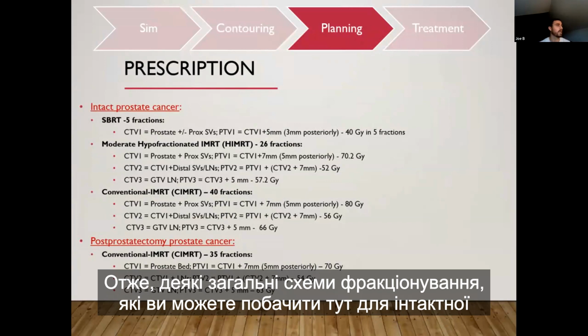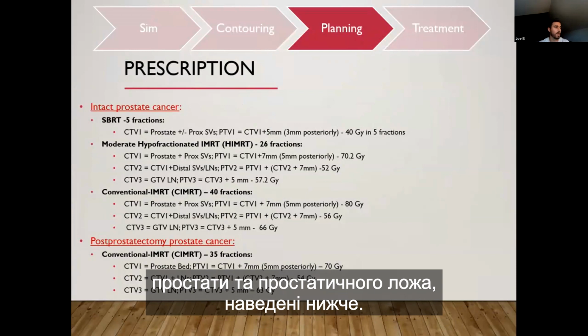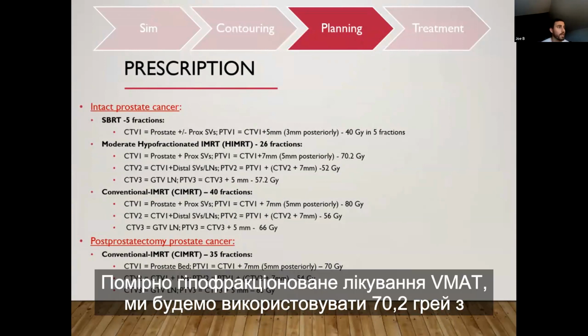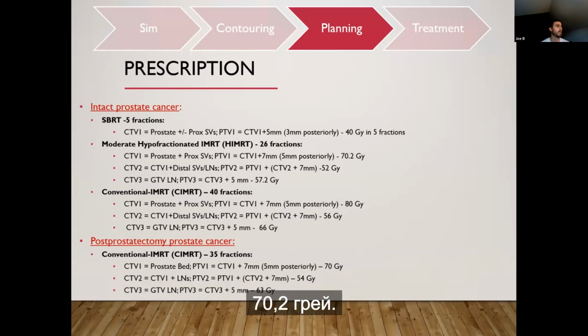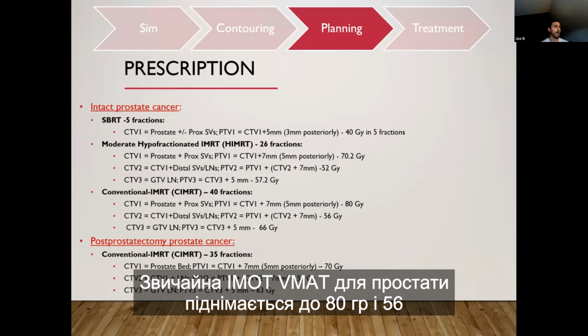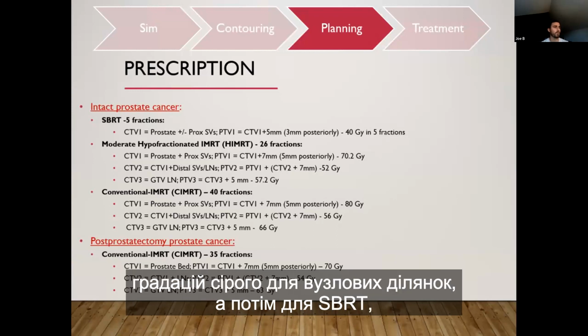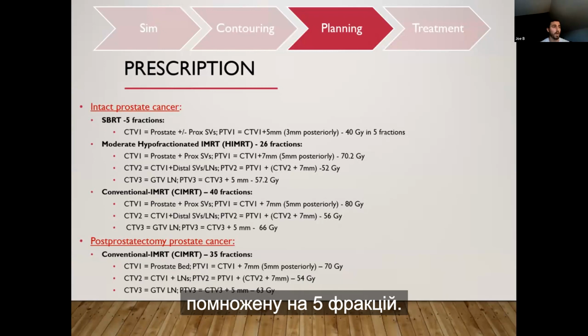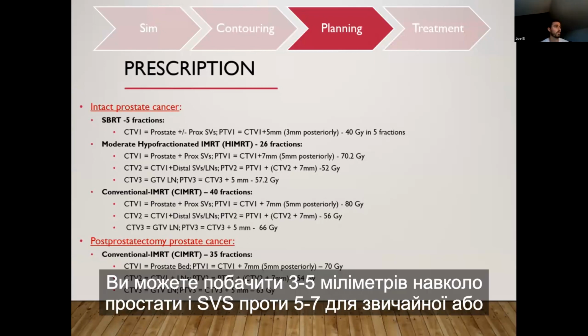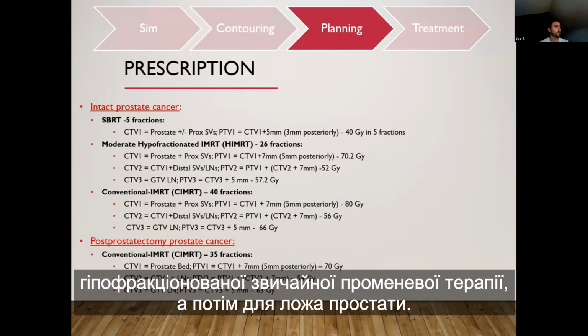So some common fractionation schemes you can see here for intact prostate versus prostate bed. For the moderately hypofractionated VMAT treatment, we will use 70.2 gray with nodal region to 52, and the prostate with proximal SVs and margin to 70.2 gray. Conventional IMRT VMAT for prostate goes up to 80 gray and 56 gray for the nodal regions. And then for SBRT, like Mark said as well, we're treating 8 gray per fraction times 5 fractions. So yeah, a little bit tighter margins. You can see 3 to 5 millimeters around the prostate and SVs versus 5 to 7 for conventional or hypofractionated conventional.